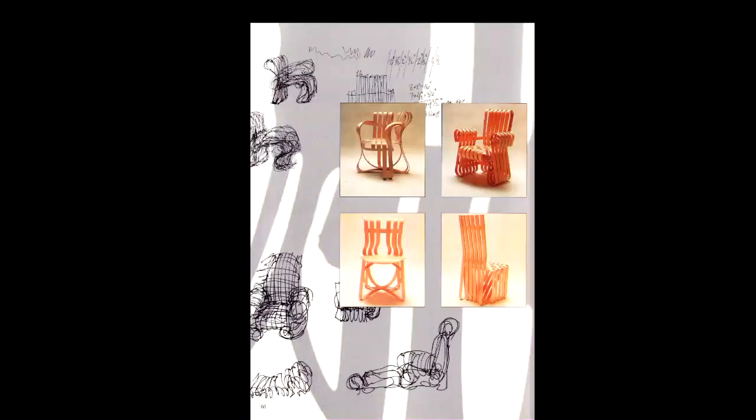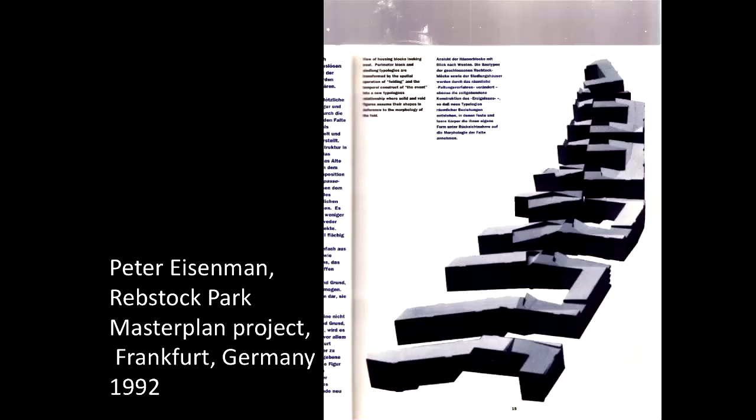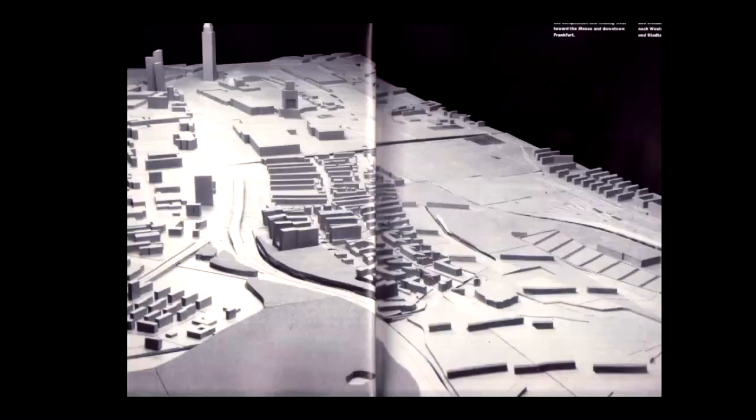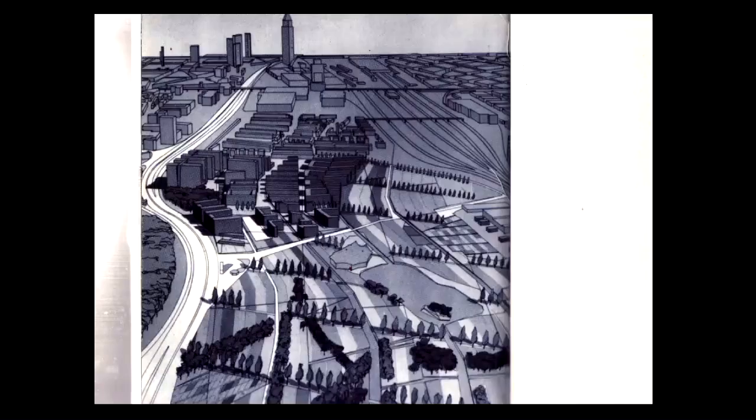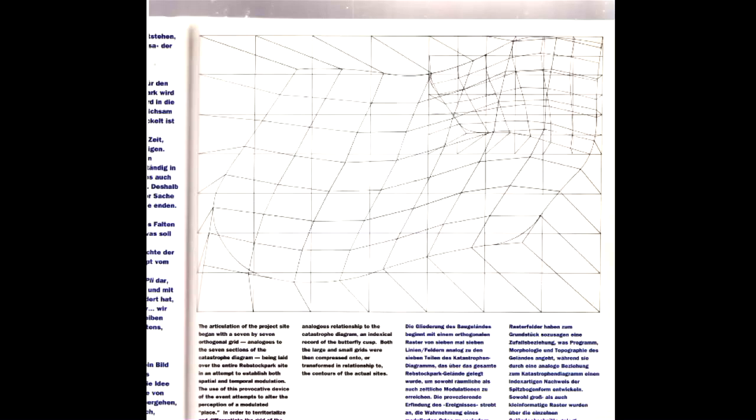You have this chair designed by Frank Gehry. Oh, sorry, this is just another image of the Rebstock master plan that Eisenman is talking about, and he's trying to compare it or frame it theoretically, looking at Walter Benjamin's essay. And these are just some images.